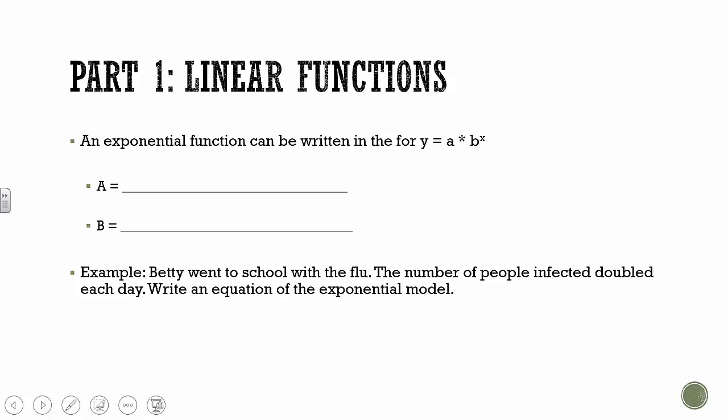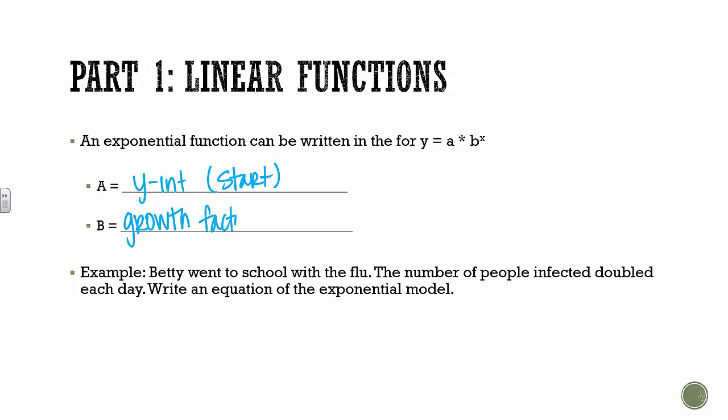And now let's talk about exponential functions. So remember, exponential functions can be written in the form y equals a times b to the x power. This time, a is our y-intercept, or our starting value, and b is our growth factor. Now, a lot of people were getting growth factor and slope mixed up, but remember, for this, we are multiplying. We are not adding, so it's going to get bigger much quicker.